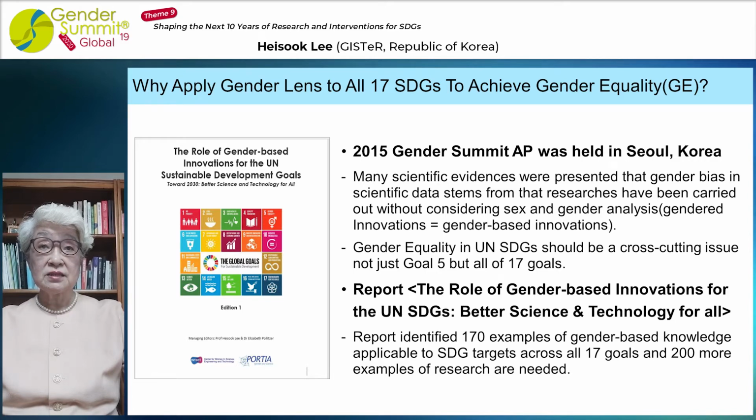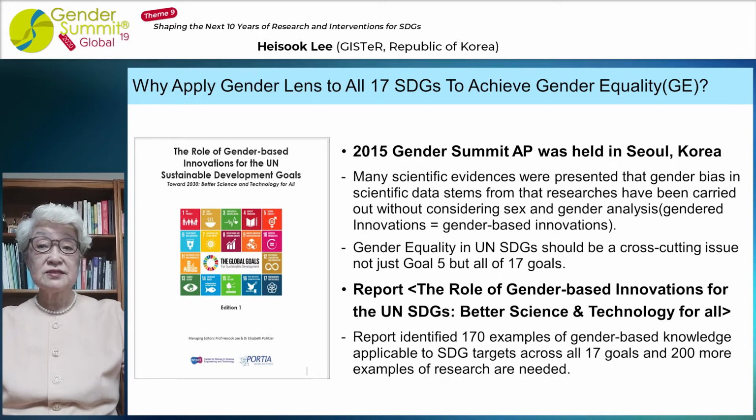In 2015, just before the UN announcement of the adoption of the Sustainability Agenda 2030, at the 6th Gender Summit Asia Pacific, hosted by Korea, many scientific evidences were presented that gender bias in scientific data stems from research that has been carried out without considering sex and gender analysis. At the final discussions, it was pointed out that gender equality of UN SDGs should be a cross-cutting issue not only for Goal 5, but for all 17 goals.